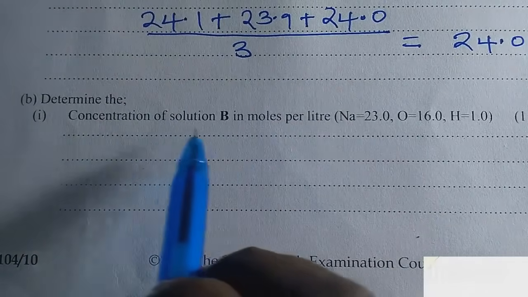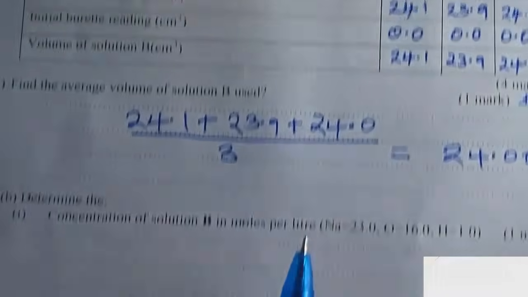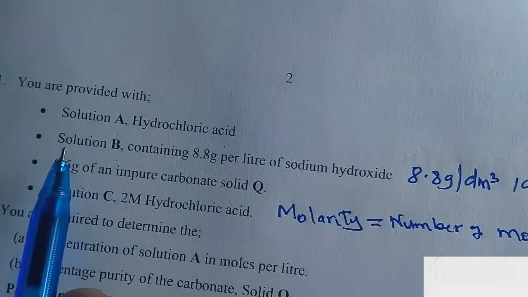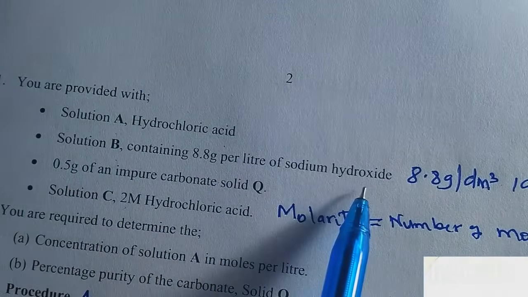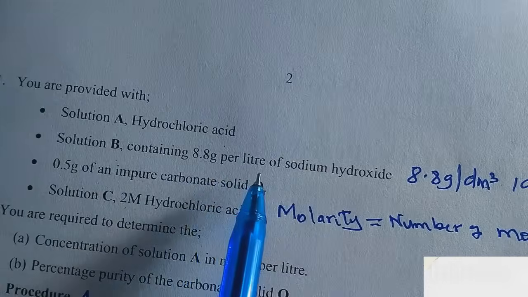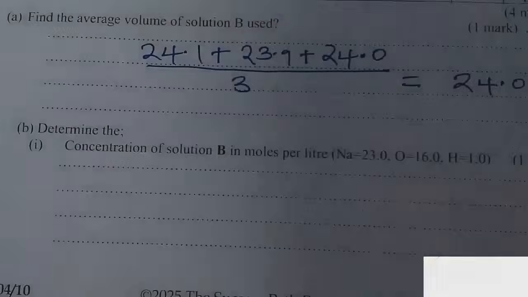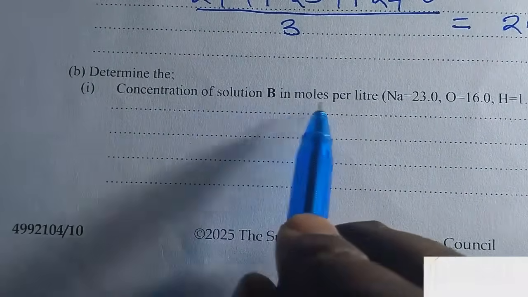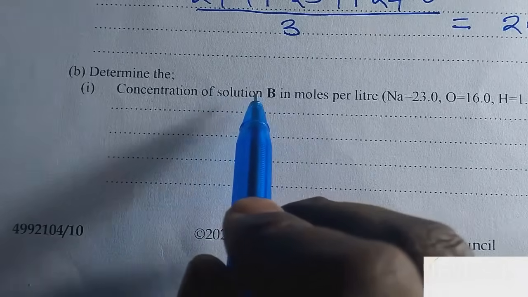Determine the concentration of solution B in moles per liter. So solution B, you go back and check what you were provided. We were given that B contains 8.8 grams per liter of sodium hydroxide. So this one is in a liter. We need concentration in moles per liter, and that is called molarity, because molarity is the number of moles in a liter.